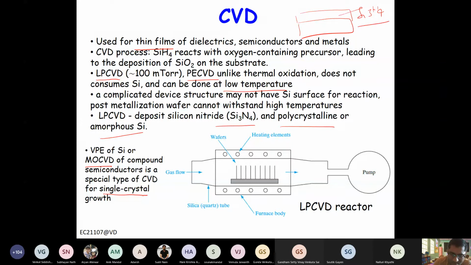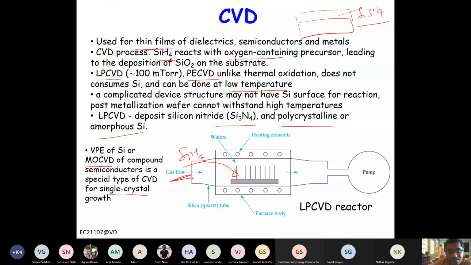It is also done within some furnaces where a heating electrode is there and gas flow is there. The gas that will flow here will contain silicon, because now it is not taking silicon from the wafer. The silicon is contained in a compound form called silane, SiH4. It reacts with oxygen and deposits the silicon dioxide there. So this is the CVD process, and this is also used in fabrication.